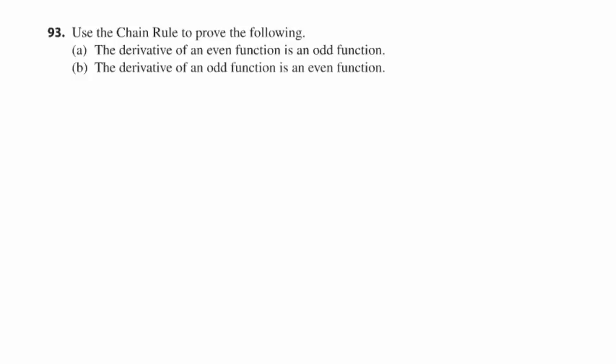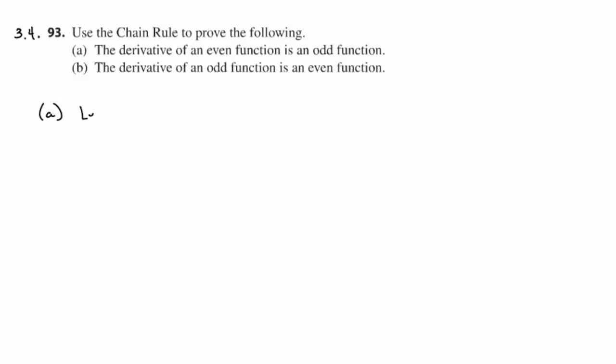All right, this is the solution to 3.4, number 93. There are two parts to this. We're going to prove using the chain rule that the derivative of an even function is odd and the derivative of an odd function is even. The very first one's not too bad.